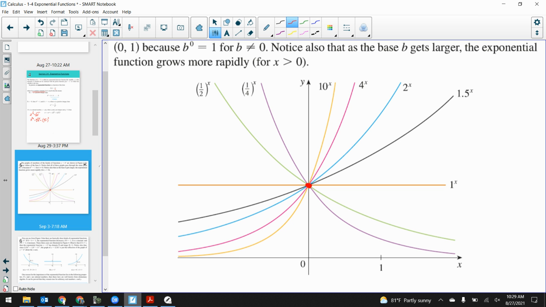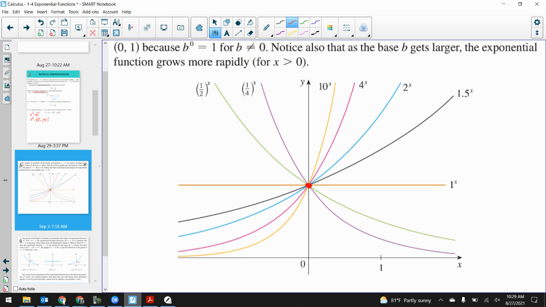This is 1/2 to the x. This is 1/4 to the x. This is 10 to the x, 4 to the x, 2 to the x, and 1.5 to the x. Notice what's happening here. As soon as it shifts from a number less than 1 to a number greater than 1, it's going from a decay to a growth. So what happens at 1? Well, it flatlines. It's not an exponential anymore.